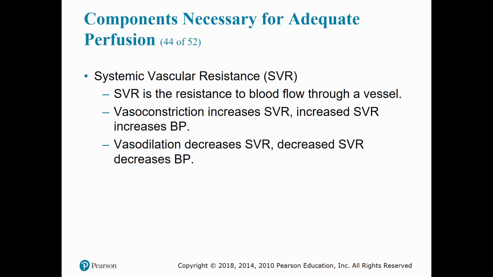Systemic vascular resistance is the resistance that is offered to blood flow through a vessel. As a vessel constricts or decreases its diameter, resistance inside the vessel increases, which thus typically increases pressure inside the vessel. Conversely, as a vessel dilates, increasing its diameter, resistance inside the vessel decreases, which typically decreases pressure inside the vessel. Vasoconstriction is the term for a decrease in vessel diameter. Vasodilation is the term for an increase in vessel diameter.